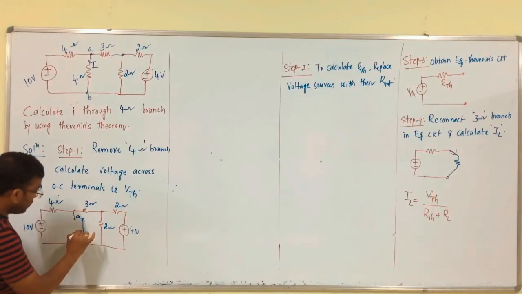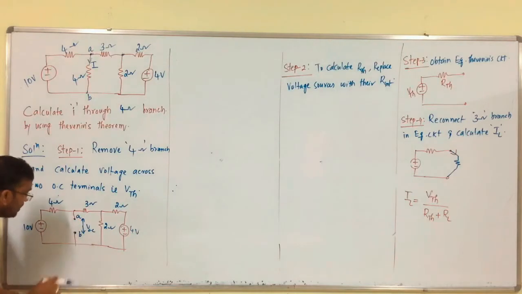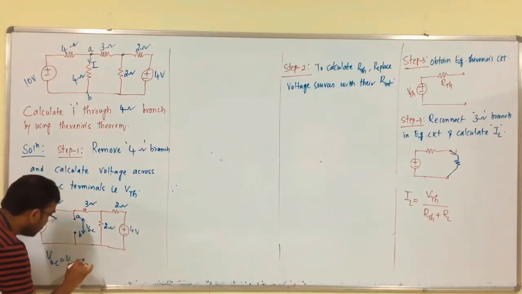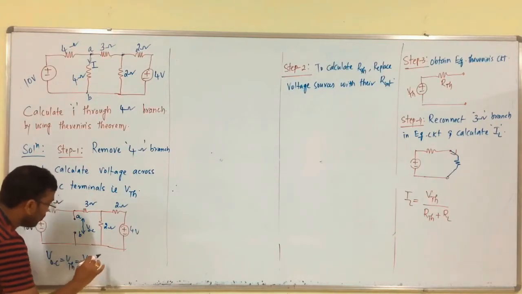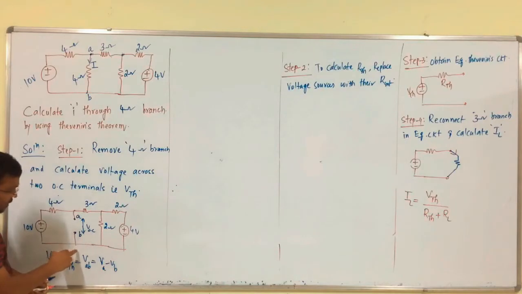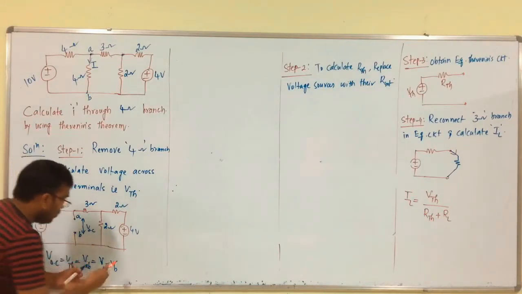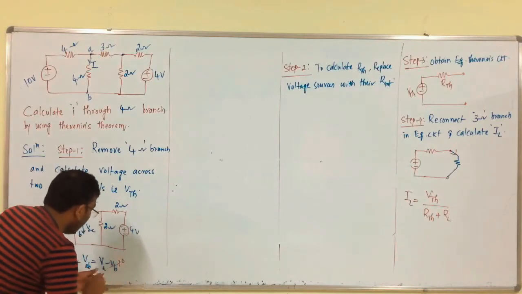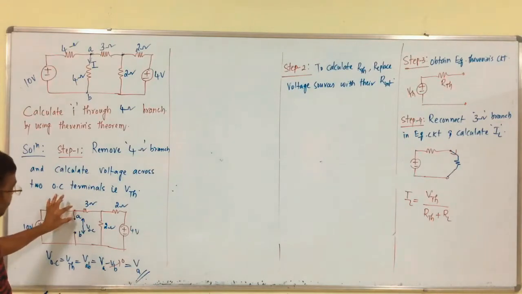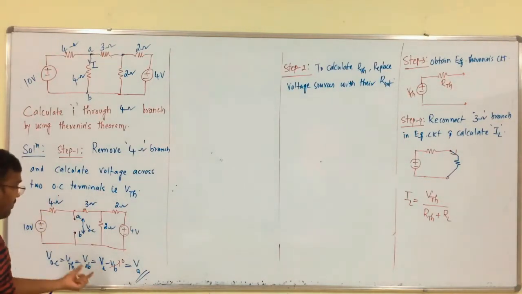Between these two terminals we have to calculate VOC. VOC is equal to VTH, which is equal to VAB, which is VA minus VB. But here VB is connected to the reference node, so it is 0. So, simply VTH is nothing but VA. We have to calculate the voltage at this node VA, which is VTH.